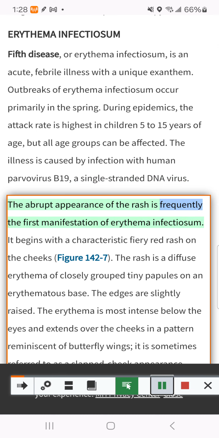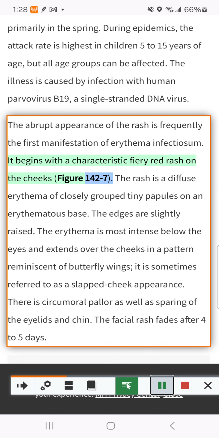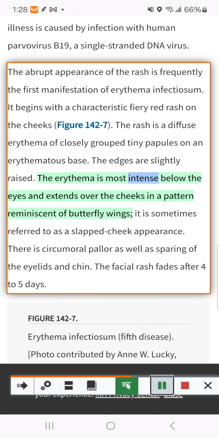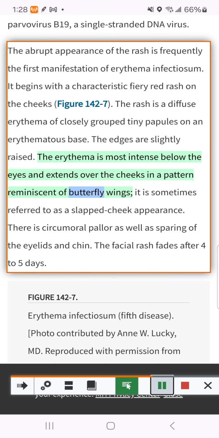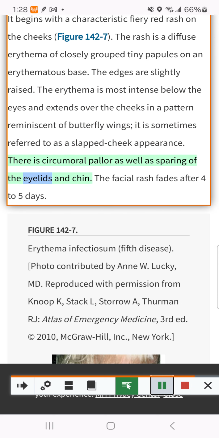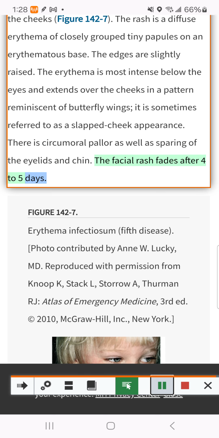The abrupt appearance of the rash is frequently the first manifestation of erythema infectiosum. It begins with a characteristic fiery red rash on the cheeks, figure 142-7. The rash is a diffuse erythema of closely grouped tiny papules on an erythematous base. The edges are slightly raised. The erythema is most intense below the eyes and extends over the cheeks in a pattern reminiscent of butterfly wings. It is sometimes referred to as a slapped cheek appearance. There is circumoral pallor as well as sparing of the eyelids and chin. The facial rash fades after 4 to 5 days.